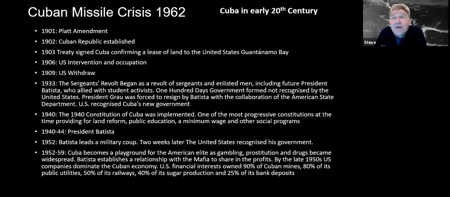If you've seen Godfather 2, there's a good section of it about Cuba. It's basically run by the mafia, and Batista gets a share in everything, so he's quite happy to let it carry on. And at the same time, the Cuban economy is just dominated by American financial interests. As you can see there, 90% of mines, 80% of public utilities, etc., etc.